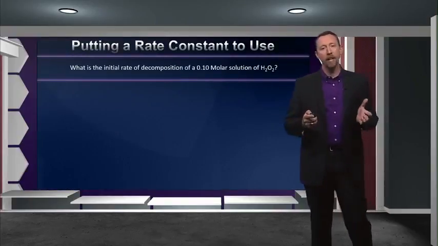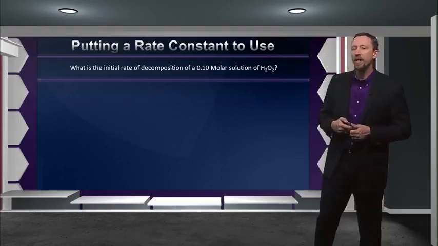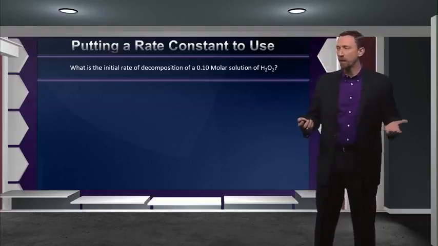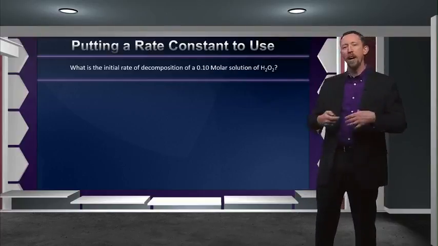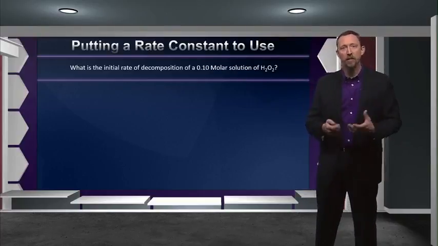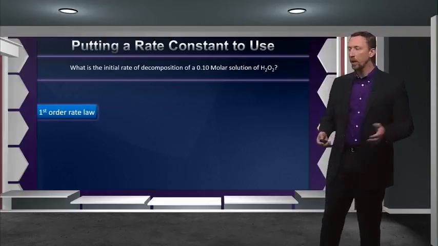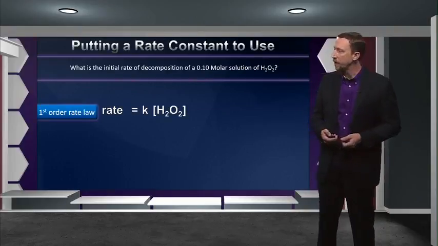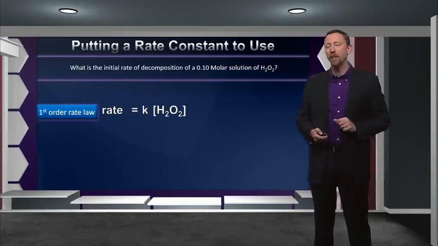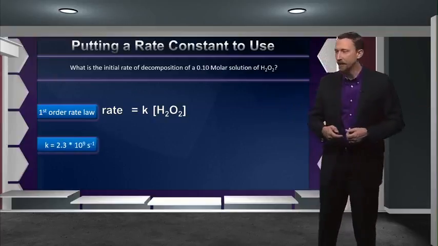So now we have our rate constant. Let's put it to use. Let's determine the initial rate of decomposition of a different solution of peroxide. Let's say we have one that is 0.1 molar. We want to know how rapidly can we expect this to decompose initially when that reaction begins. We have a first-order rate law for this, K times the peroxide concentration. And we already determined the value for K. It's 2.3 times 10 to the 9th reciprocal seconds.